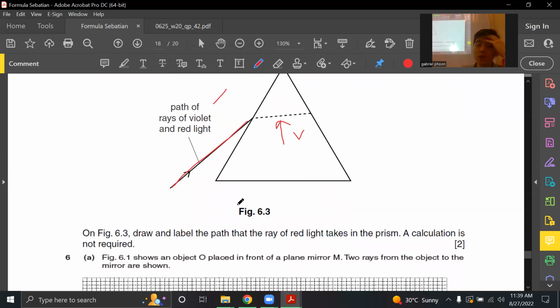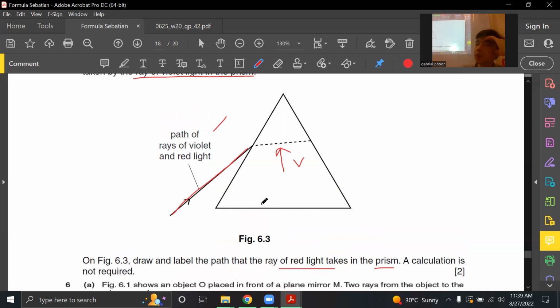If you're uncertain, you can always label it in your exam. It's much easier. In fact, I do recommend all of you label your information properly, then you don't have to keep looking for the words and panic a little bit in the exam. You'll eventually be lost in your thoughts, guys. If you have information, label it, write it down, show an indication so that you can look at it and know what's going on. On figure 6.3, draw and label the path of the red light through the prism. A calculation is not required.